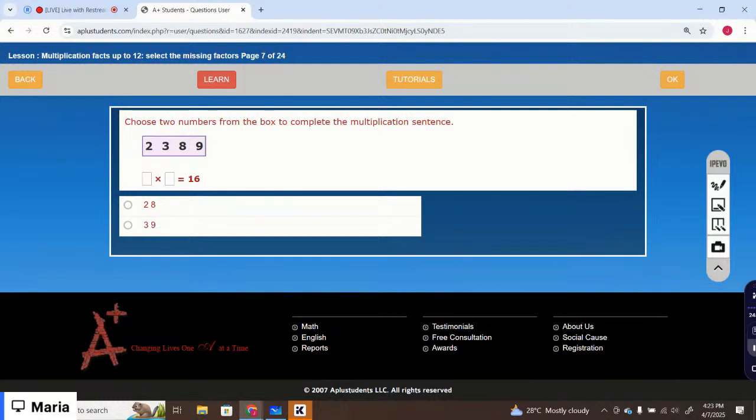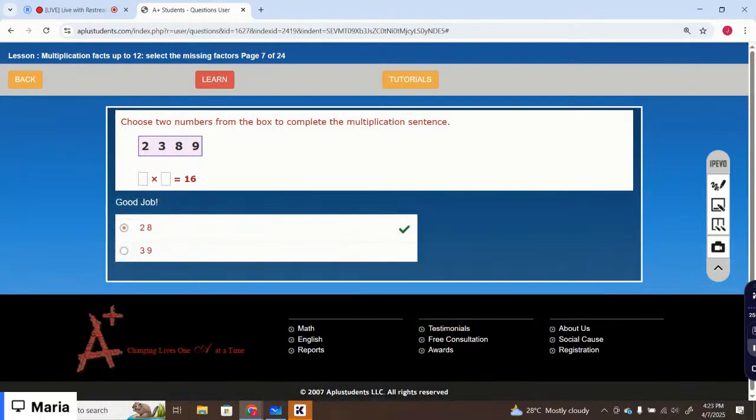Choose two numbers from the box to complete the multiplication sentence. Which two numbers have the product 16? That is 2 times 8 is 16. Option number 1 is the correct option.